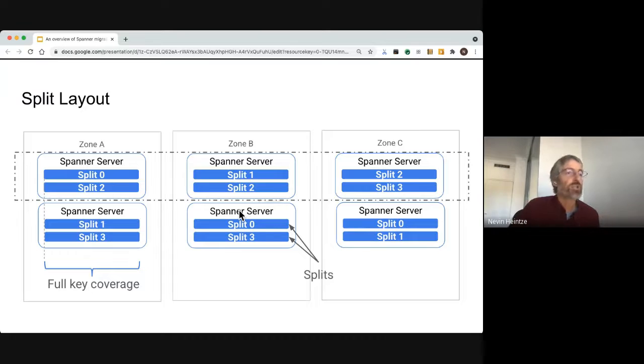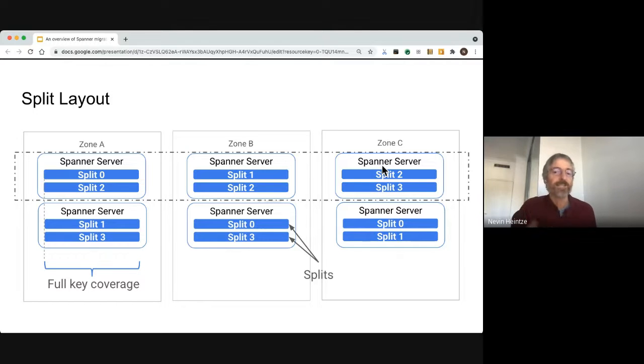Now, each zone has a copy of each split. I have a very simple layout here for a single region Spanner instance where we have 3 zones, zone A, zone B, zone C. And each zone has a copy of every split. So here's split 0 in zone A, here's split 0 in zone B, and here's split 0 in zone C. And they could be distributed somewhat randomly across the span servers in each zone.